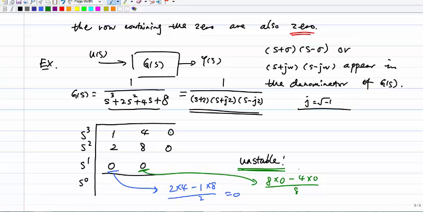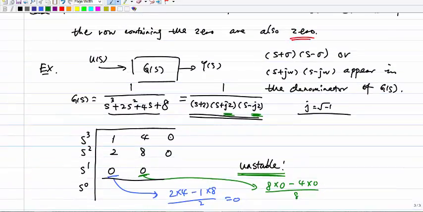If you look at the poles, what happened over here is this represents 1 over s plus 2 times s plus j2 and s minus j2, where j is the square root of negative 1. So you have poles on the imaginary axis. Typically it's not called stable. Okay, so that's about the special cases that I talk about.